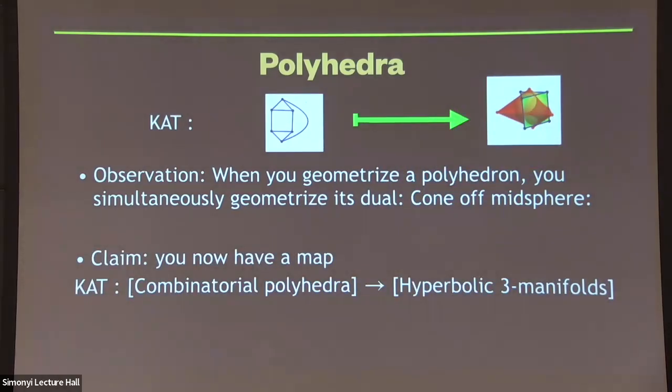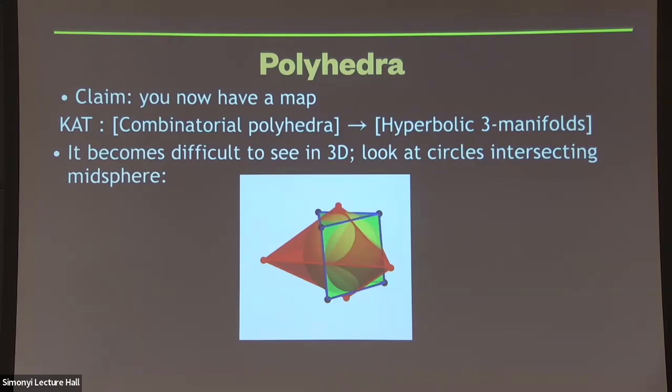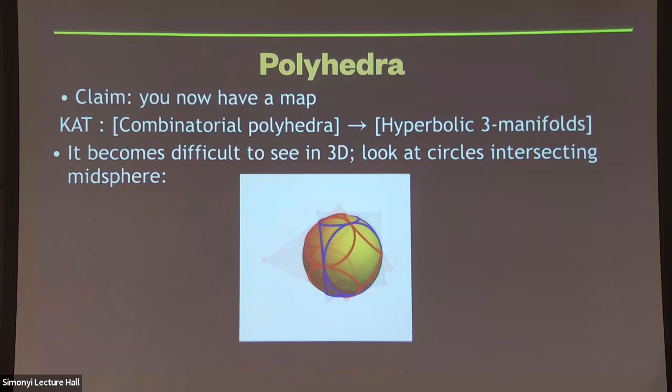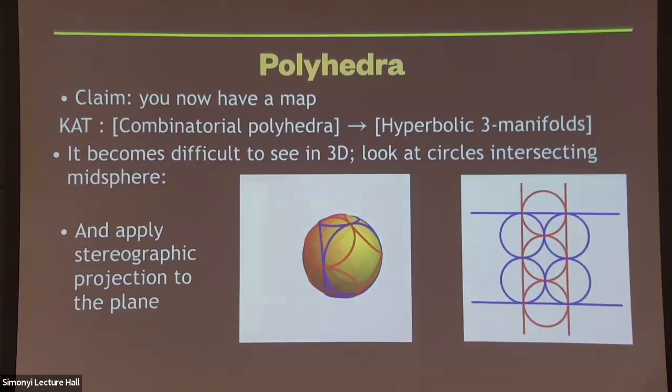Okay. My claim is that this now gives you a map from combinatorics to hyperbolic 3-manifolds. How do you do that? Let's look at that picture again. It's hard to see 3D, so let's try to strip away some of the things. The faces intersect the sphere at circles. So let's move everything out except the circles. Those circles we can stereographically project onto the plane so that we get something in 2D that we can actually look at. So here's that same intersection pattern just projected onto the plane.